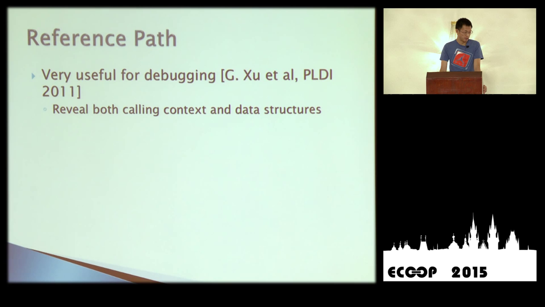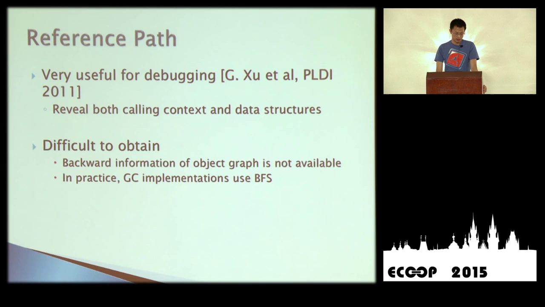But the problem here is that it's very difficult to obtain the reference path. During the execution, we only have the forward information of the object graph. For example, we know which other objects an object has references to, but we don't know which objects refer to this object. And even in garbage collection, we may only have one level of backward information of the object graph. Because in practice, many GC implementations use BFS, breadth first search, to traverse the whole heap. So we may only have one level of backward information.